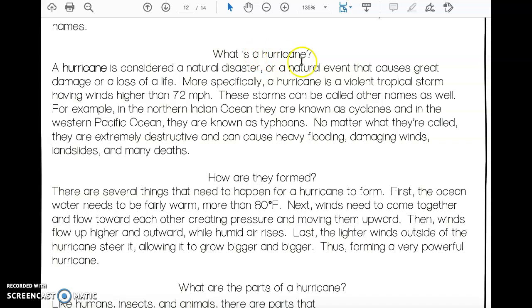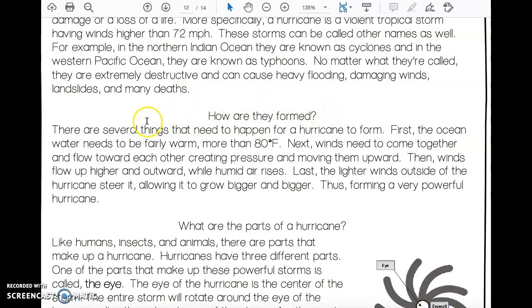What is a hurricane? So here's a heading. A hurricane, bold word, vocabulary word. A hurricane is considered a natural disaster or a natural event that causes great damage or a loss of life. More specifically, a hurricane is a violent tropical storm having winds higher than 72 miles per hour. These storms can be called other names as well. For example, in the northern Indian Ocean, they are known as cyclones, and in the western Pacific Ocean, they are known as typhoons. No matter what they're called, they are extremely destructive and can cause heavy flooding, damaging winds, landslides, and many deaths.